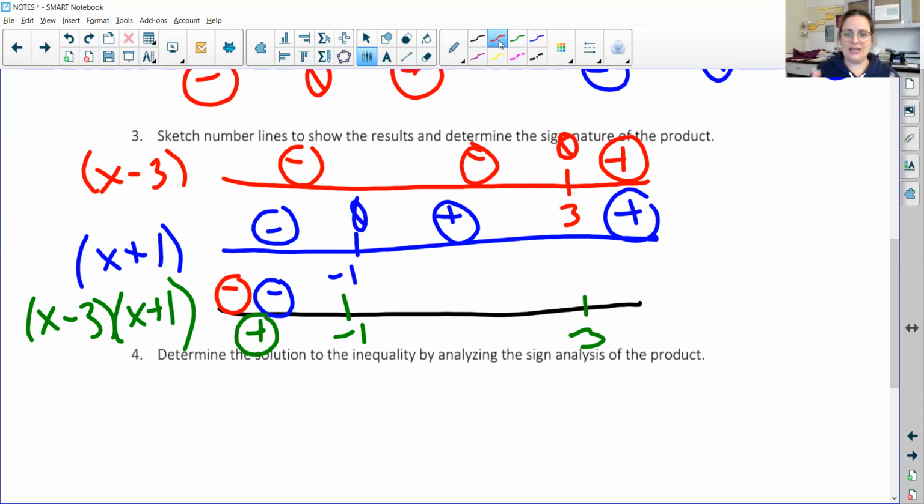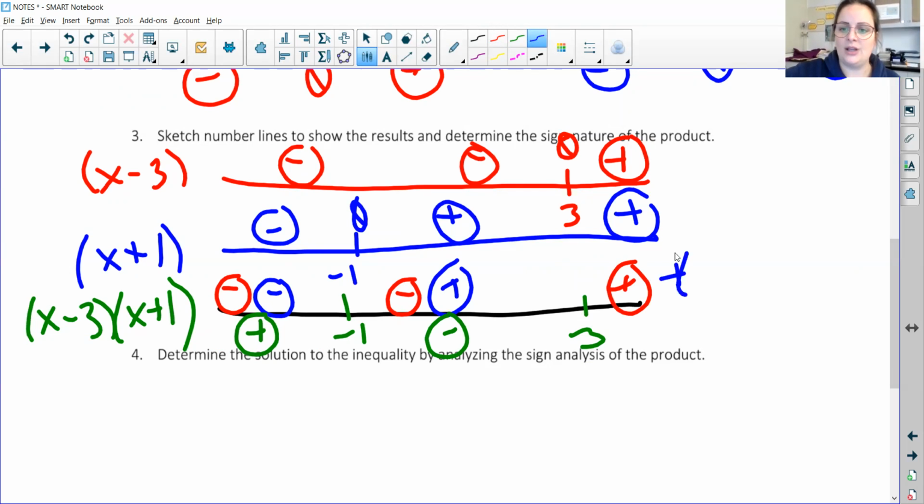Looking at the area between -1 and 3, that top factor, that red factor, is still negative. But the second factor, the blue factor, if it's below 3 but above -1, is positive. And a negative times a positive is a negative. And finally, that last one, when it's above 3, both factors are going to be positive. Overall, that means the expression is going to be a positive value. They alternate, so you're going to notice that after a while.